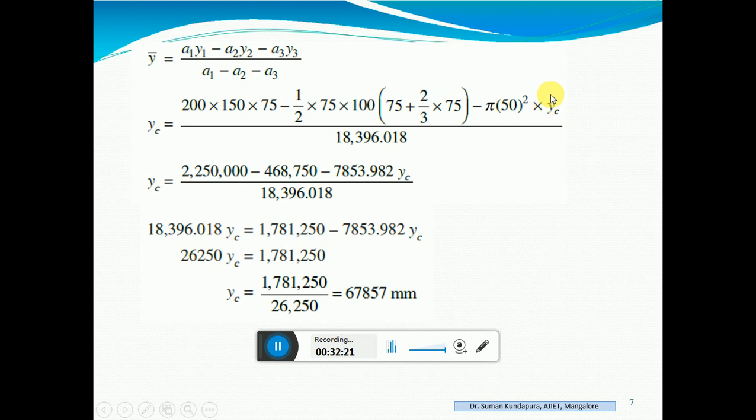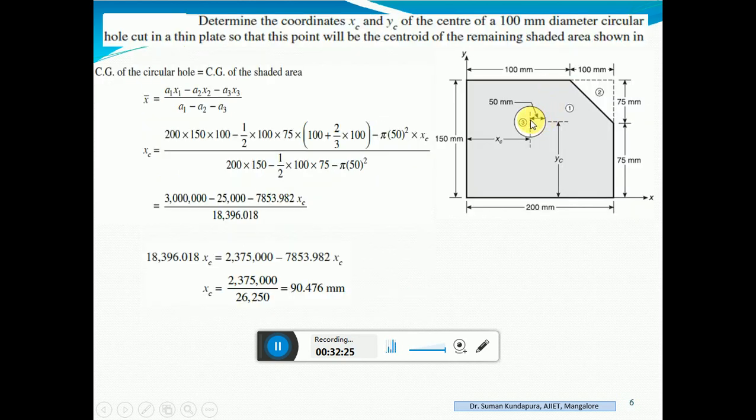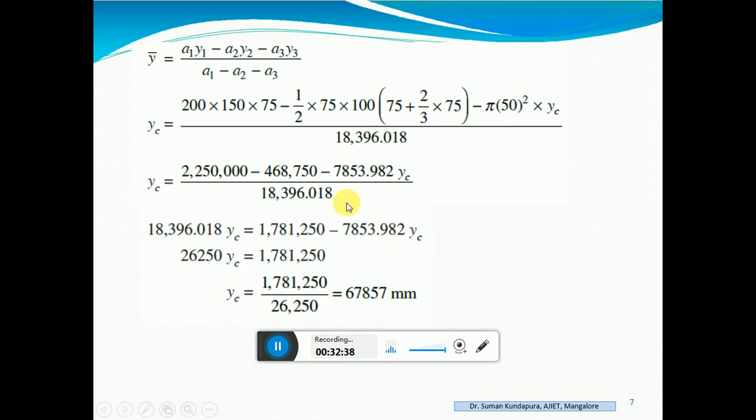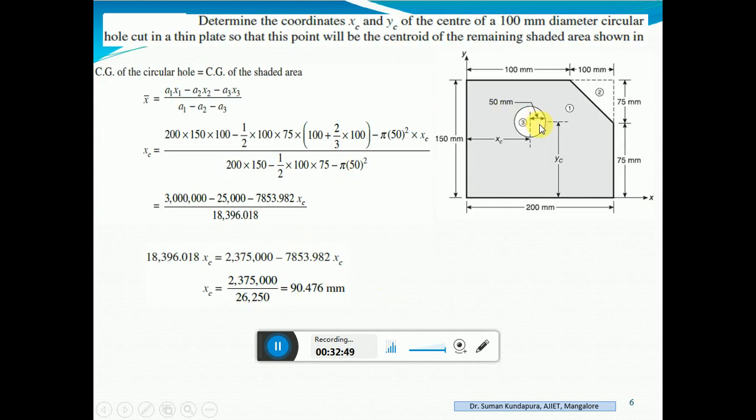And the last one is yc. They have told you that the centroidal distance of this circle up to x-axis is also the centroidal distance for the entire shaded region. So keep this as yc, this as also yc. Like previous case, go on simplifying these equations. You will get what is yc. Now we have found out what is xc and what is yc.